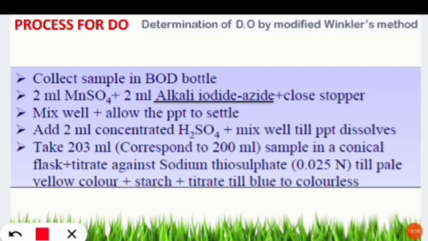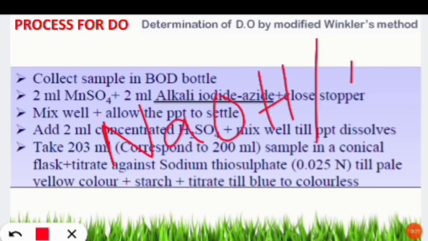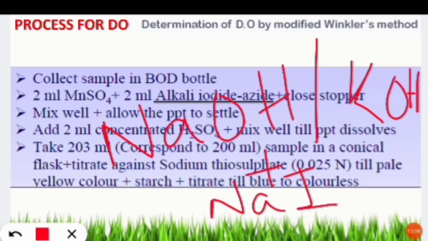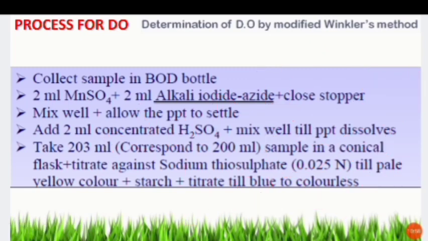We can take NaOH, that is alkali, or KOH, that is potassium hydroxide. Along with that we can add NaI, that is sodium iodide, or KI, that is potassium iodide. So any one: NaOH plus NaI, NaOH plus KI, KOH plus NaI, or KOH plus KI will give the alkali iodide. So alkali iodide is clear till now. That means alkali you should take any one, NaOH or KOH, and iodide should be NaI, sodium iodide, or potassium iodide.